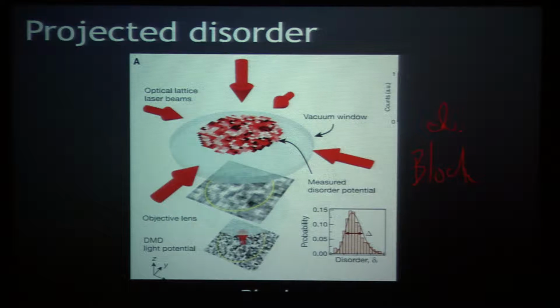Another method which has recently been used by Immanuel Bloch's group is so-called projected disorder. So in these experiments, an optical lattice is formed for atoms trapped in a plane. So there's a 2D optical lattice here. Atoms are trapped in a plane. And disorder is created here where it's controllable disorder. So you can kind of think of it as a diffuser where you control the shape of the diffuser. It's really a deformable mirror array where light is bounced off of it.